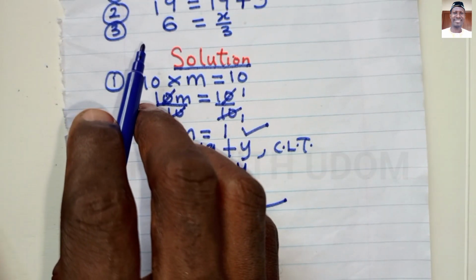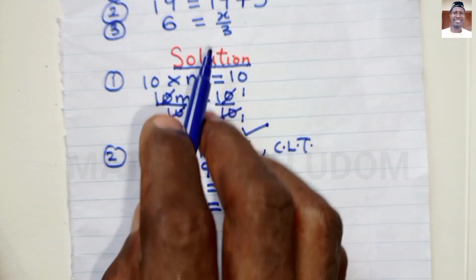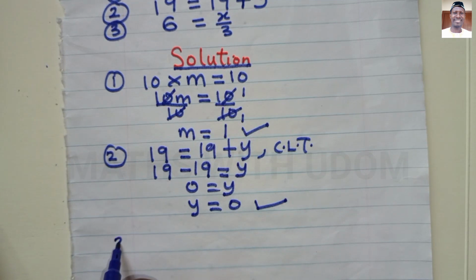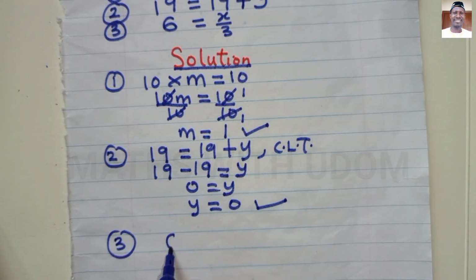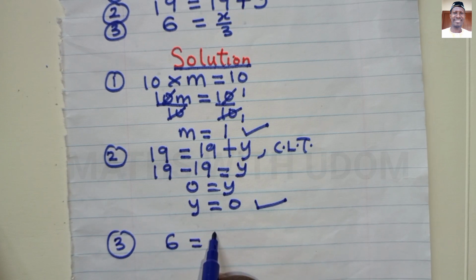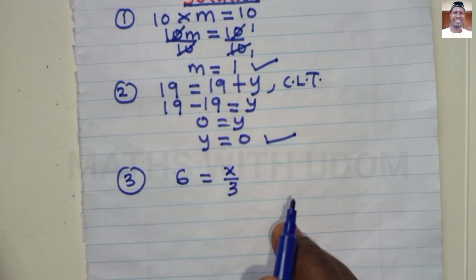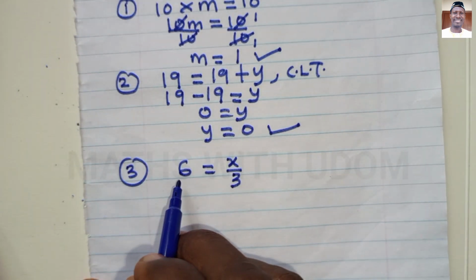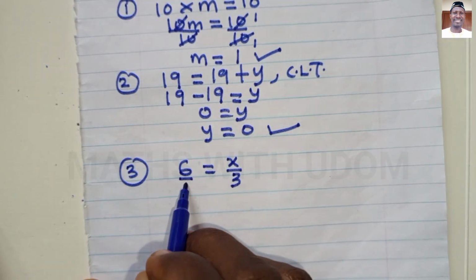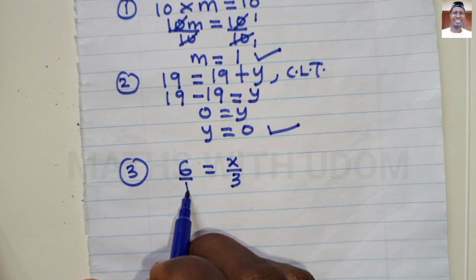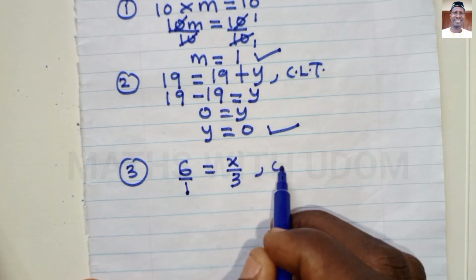Question 3 says 6 equals x divided by 3. So question 3, we have 6 is equal to x divided by 3. Whenever you see any equation like this, the first thing to do is to note that this 6 here has 1 as its denominator. So then from here you can cross multiply.